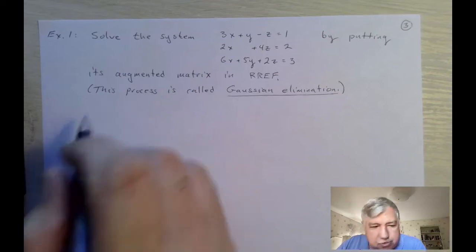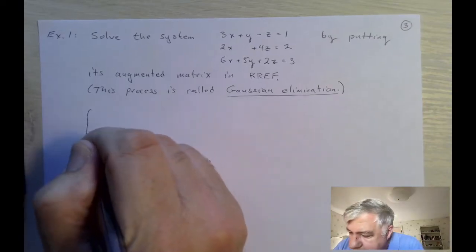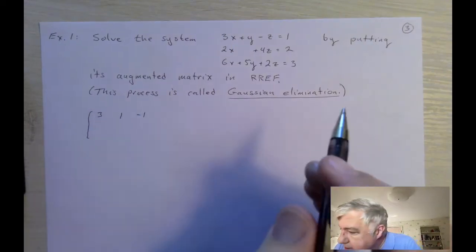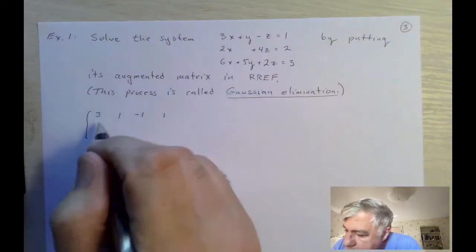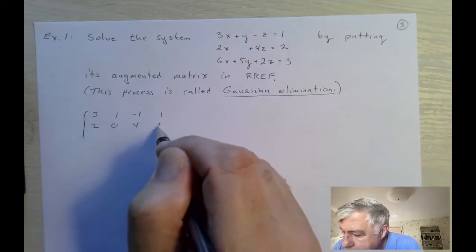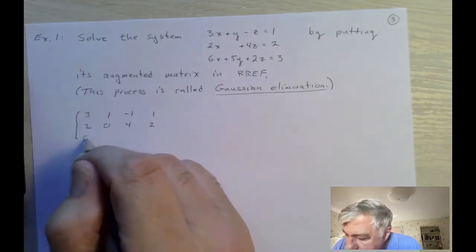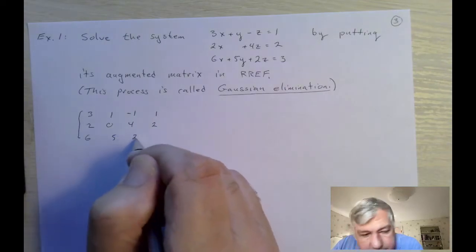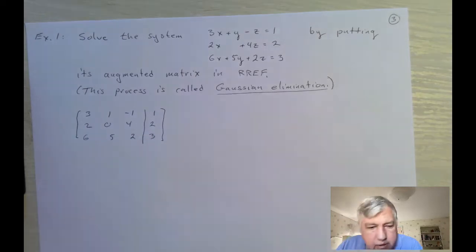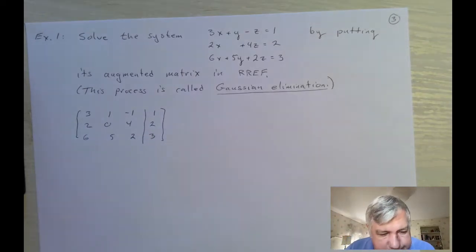So what we'll do is start by writing the augmented matrix with this. So 3, 1, negative 1, 1, 2, 0, 4, 2, 6, 5, 2, and 3. Okay, so that's the augmented matrix.